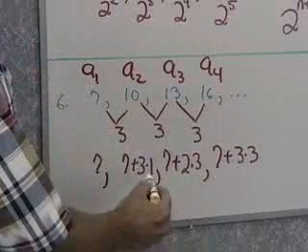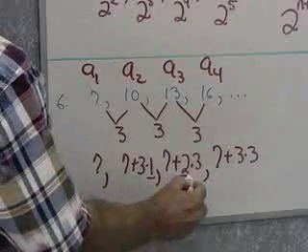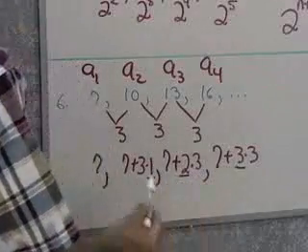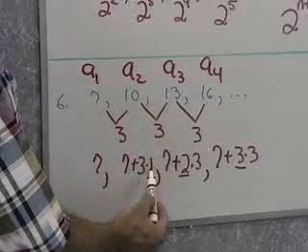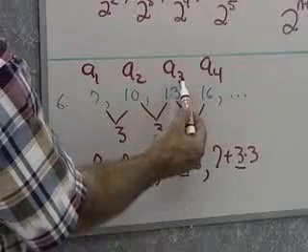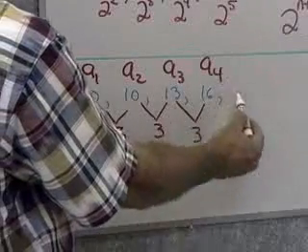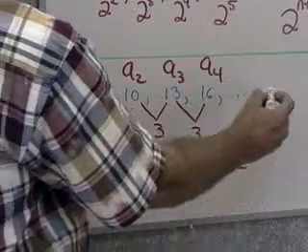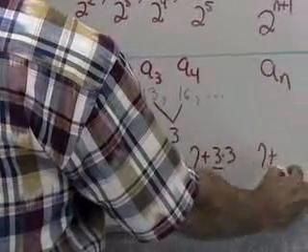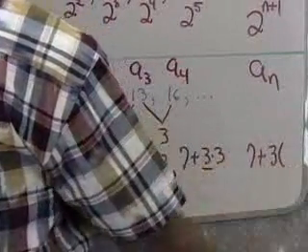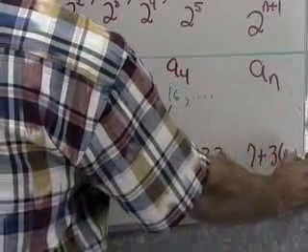So if I look at what's changing here, it's the number that I'm multiplying the 3 by. When I'm at the first term, I multiply by 0 threes. When I'm at the second term, I multiply by 1 three. When I'm at the third term, I multiply that 3 by 2. At the fourth term, I multiply 3 by 3. So going out to the nth term, it must be 7, the first term, plus 3 times, and what I'm going to multiply 3 by is 1 less than the term number, n minus 1.